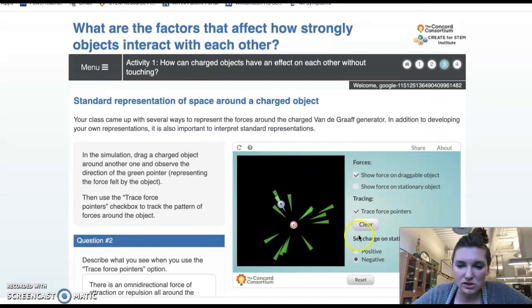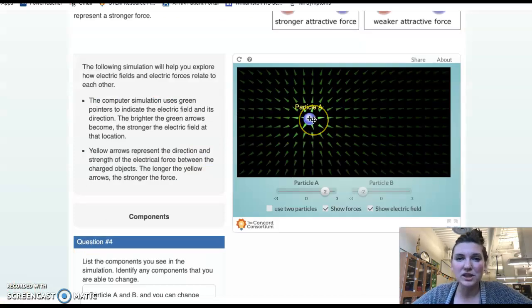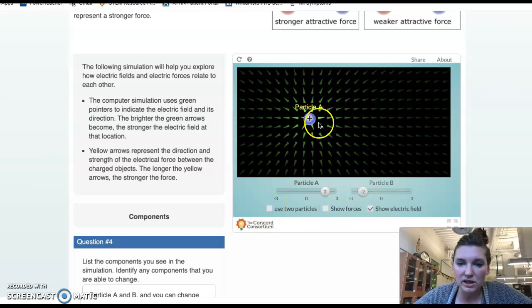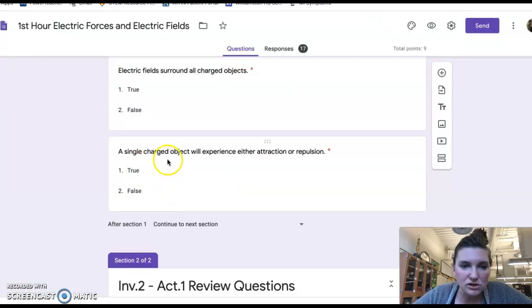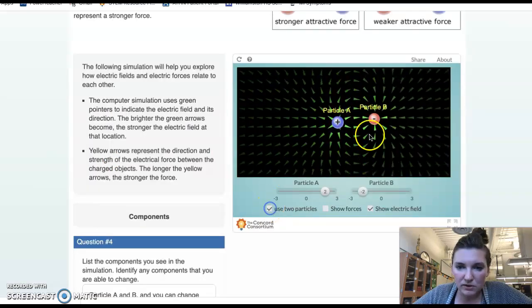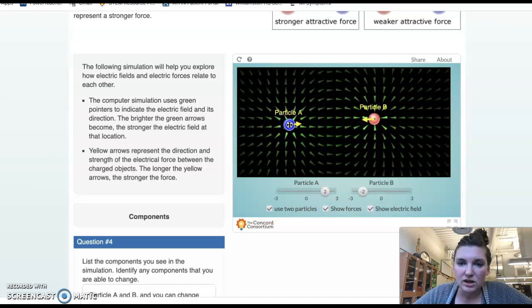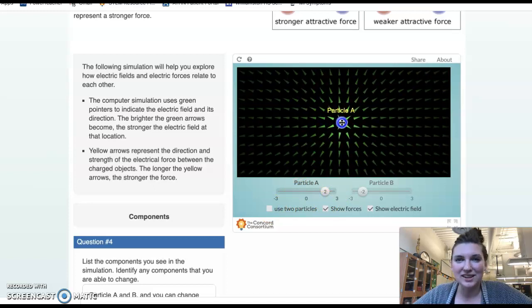A single charged object, reset. So here we have 2, hold on a second. So we were looking at 2 charged objects around each other, and we know that that's kind of what that looks like. But if we only have 1, then what was the question here? A single charged object will experience either attraction or repulsion. Okay, so when we have 2 particles, we have these forces of attraction and repulsion, right? But when we only have 1 particle, there are no forces going on here, right?